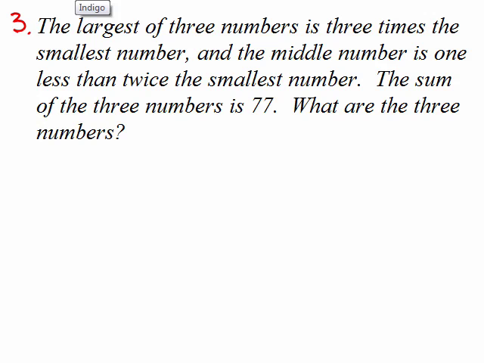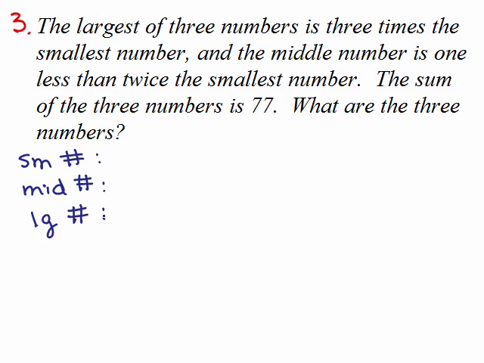And we need to define our variables. So the trick here is deciding what we're looking for. And it says, well, what are the three numbers? So we're looking for three numbers. What are the numbers called? Well, we're talking about the largest number, a middle number, a smallest number. So let's define those. We're going to have a small number, a middle number, and a large number.